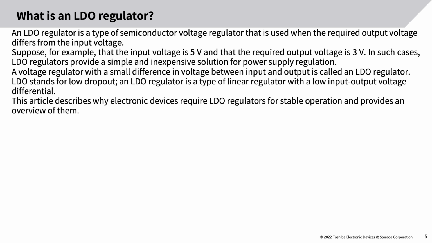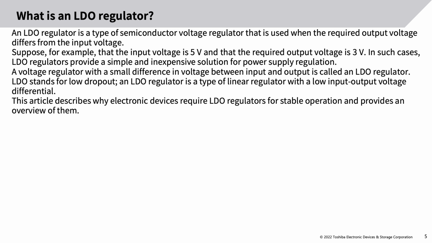What is an LDO regulator? An LDO regulator is a type of semiconductor voltage regulator that is used when the required output voltage differs from the input voltage. Suppose, for example, that the input voltage is 5 volts and that the required output voltage is 3 volts. In such cases, LDO regulators provide a simple and inexpensive solution for power supply regulation.